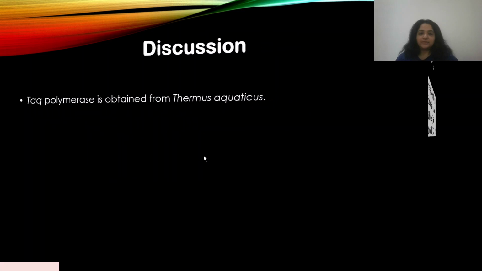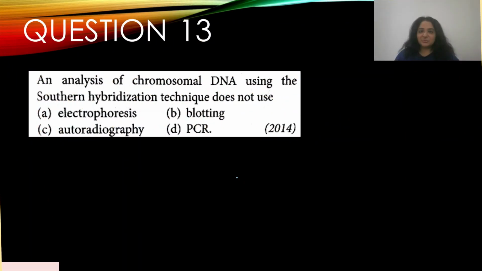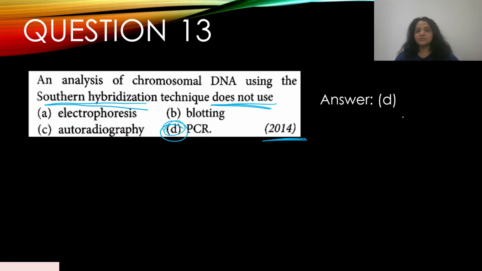All right, let's move on. Question number 13. An analysis of chromosomal DNA using the Southern hybridization technique does not use, and this appeared in 2014: A, electrophoresis. B, blotting. C, autoradiography. D, PCR. So if you're using Southern hybridization, it does not include PCR. It will include electrophoresis, blotting, and autoradiography, but not PCR. So the answer is D.